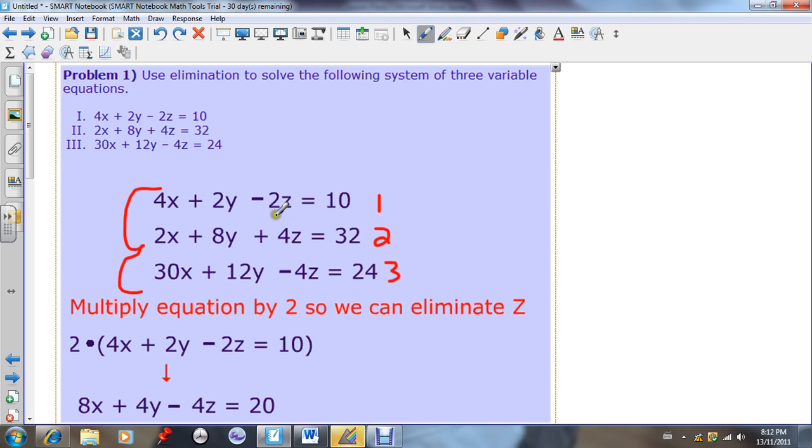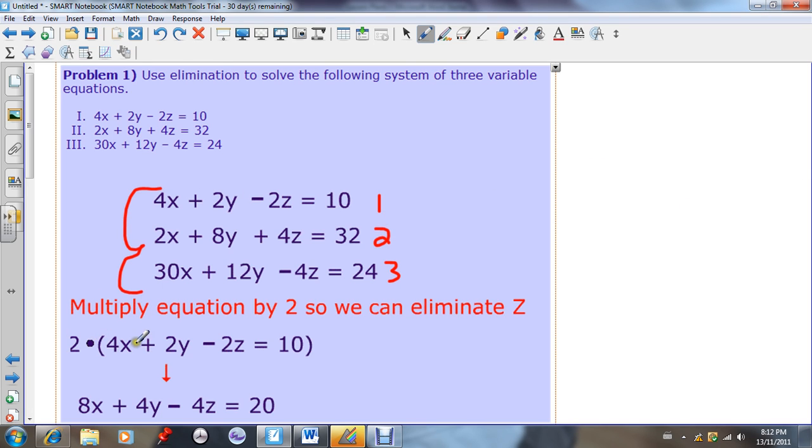Why? Because one is a minus 2z, the other one is a plus 4z. Well, you can multiply equation 1 by what number to get the opposite of plus 4? What number do you have to multiply minus 2 by to get the minus 4? 2. So multiply all of equation 1 by 2 so you can add it to equation 2 to get rid of z.